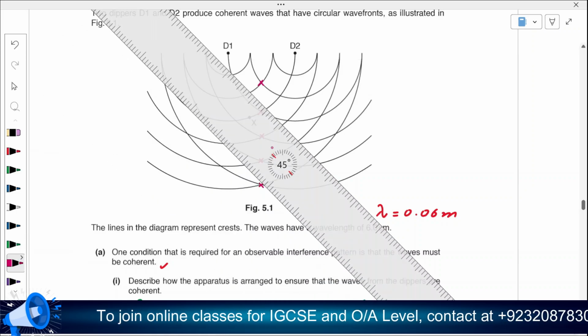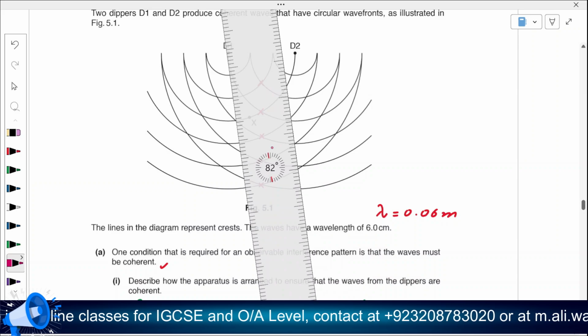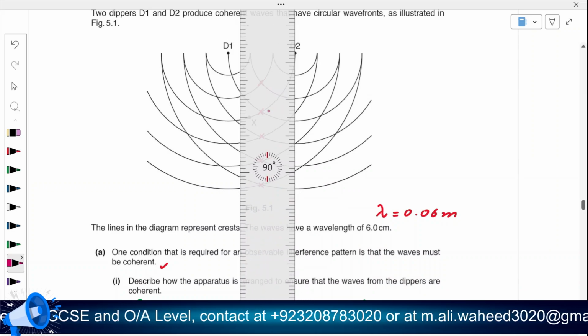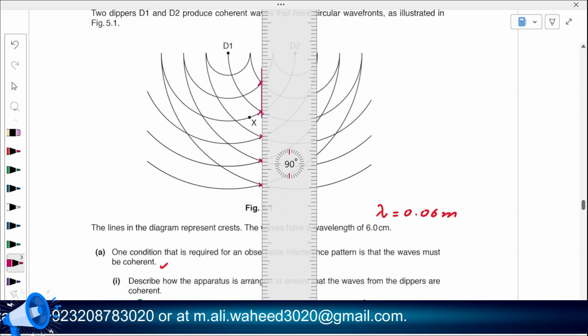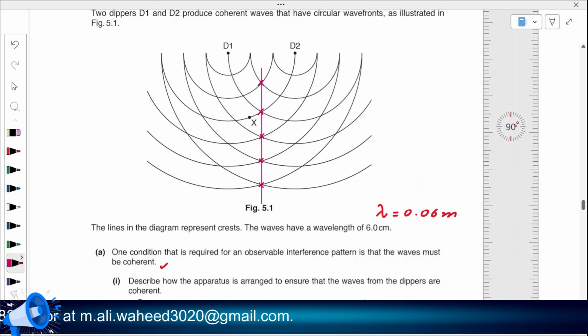So I'll take the ruler and I'll connect these points where the crest of D1 overlaps the crest of D2.